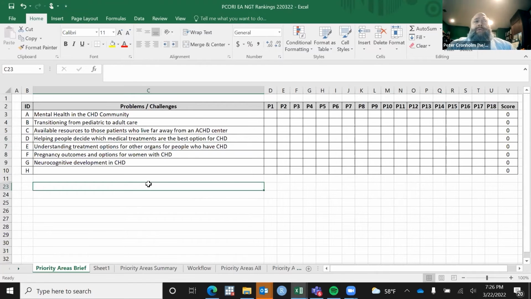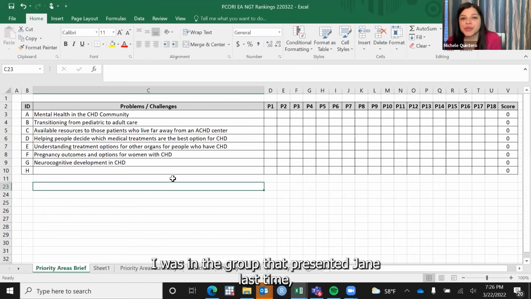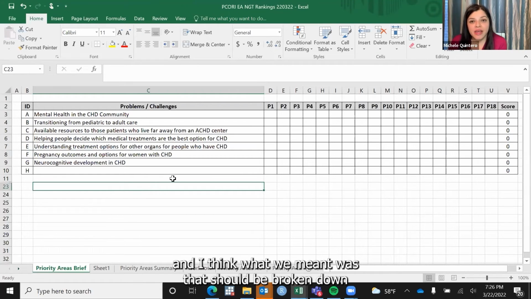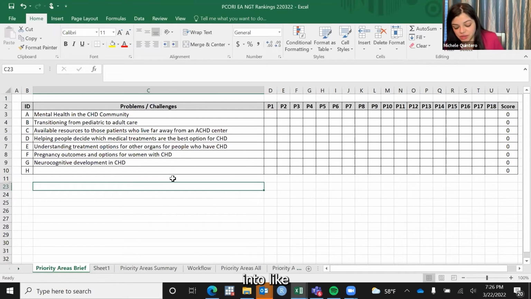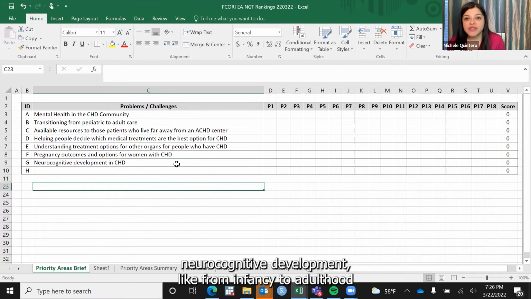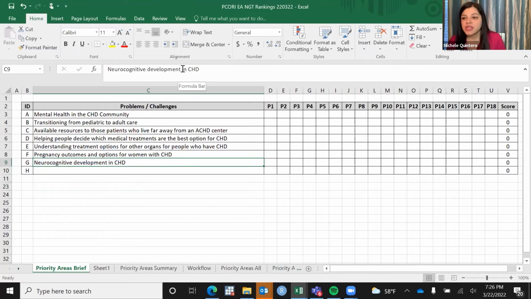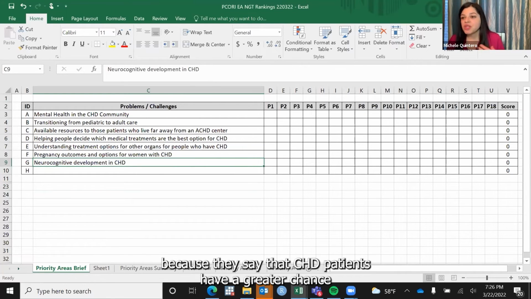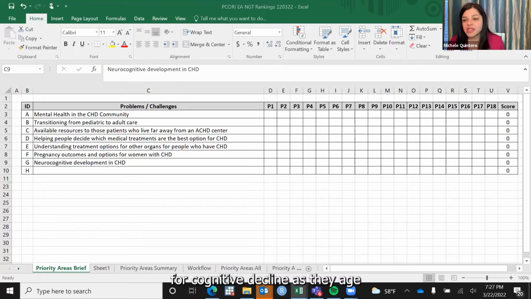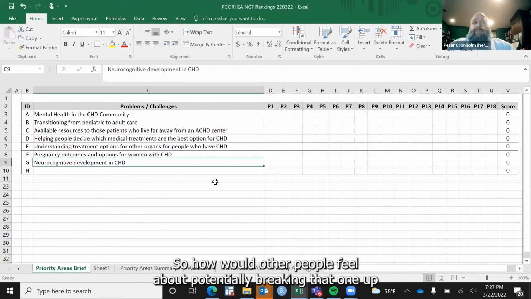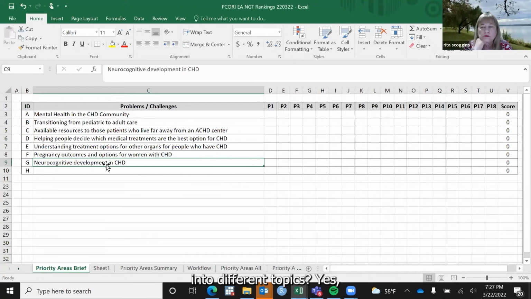Okay. Any of the other items unclear? I was in the group that presented G last time, and I think what we meant was that it should be broken down into neurocognitive development, from infancy to adulthood, and then cognitive function decline as we get older. Because they say that CHD patients have a greater chance for cognitive decline as they age compared to the general population. So how would other people feel about potentially breaking that one up into two different topics?